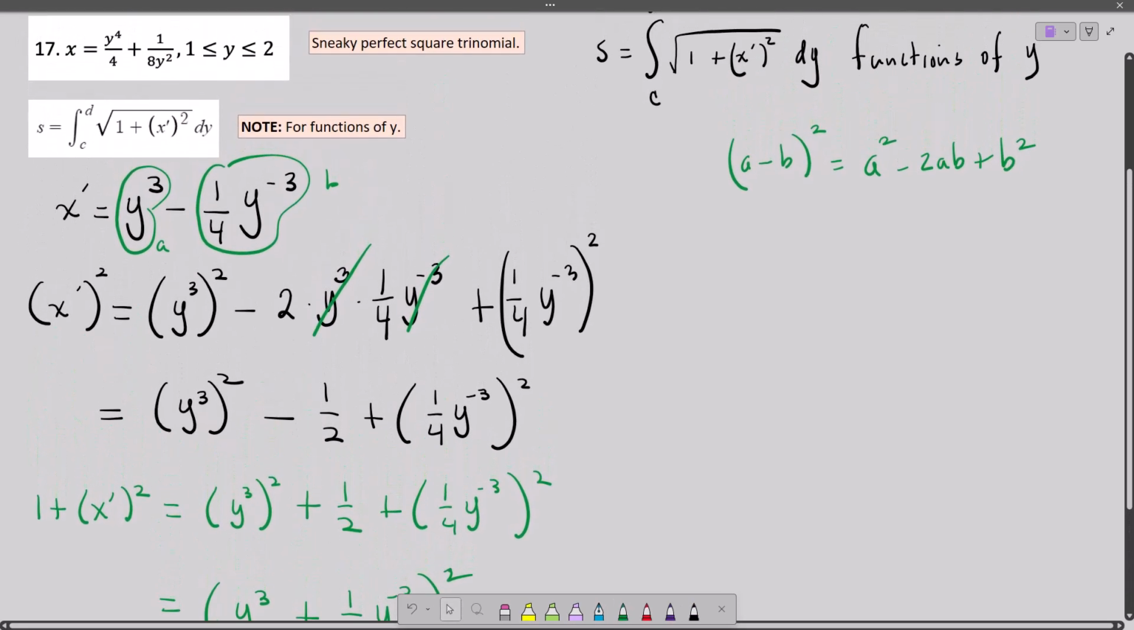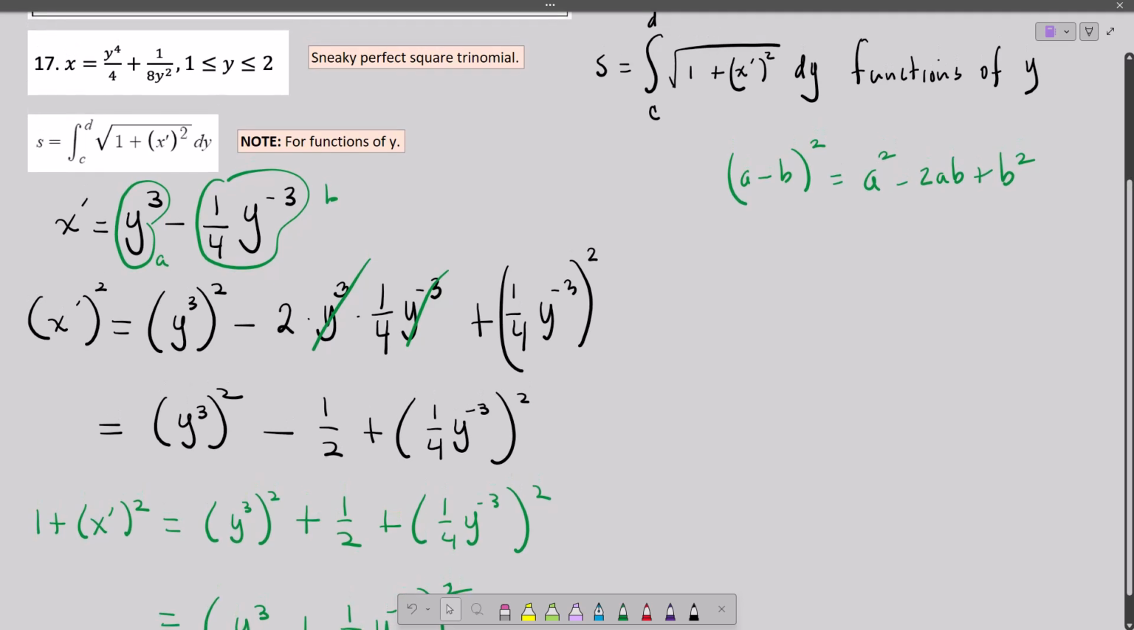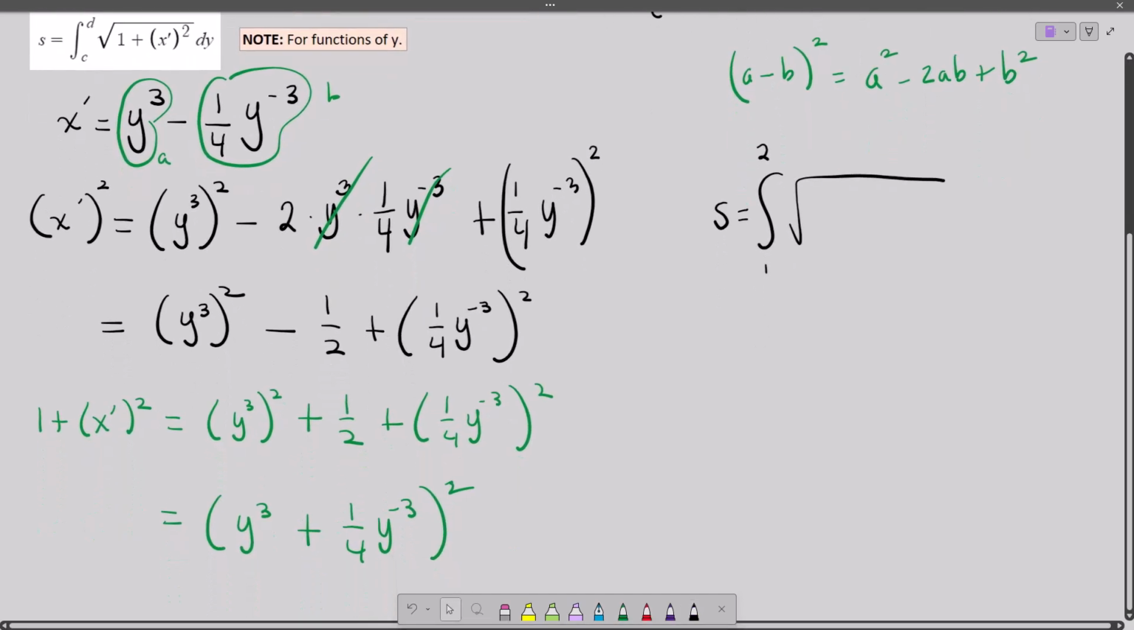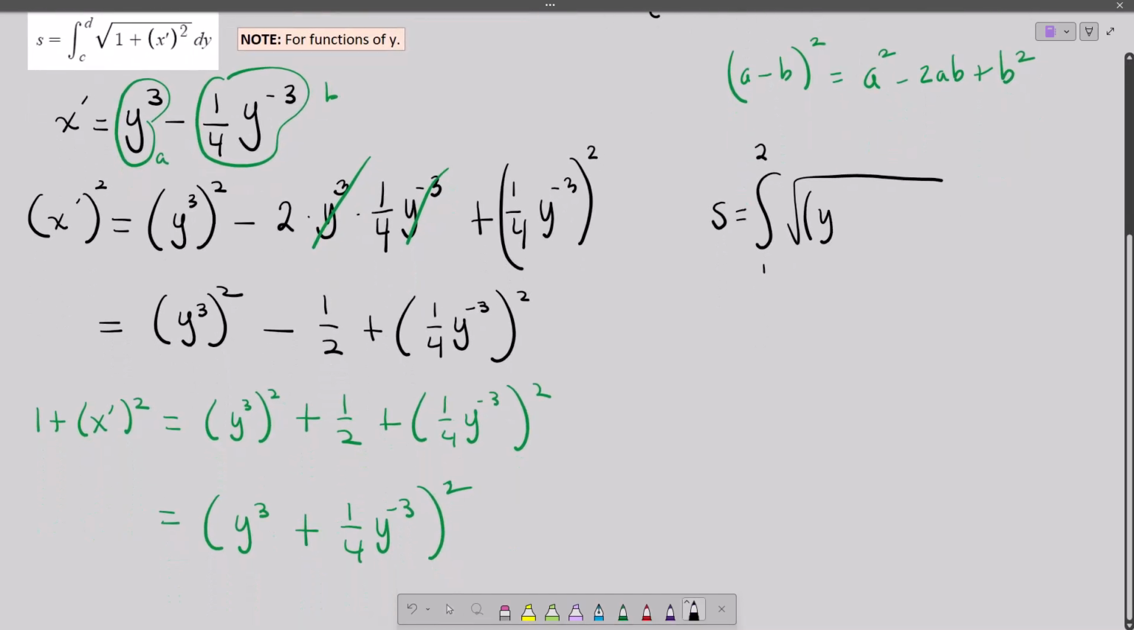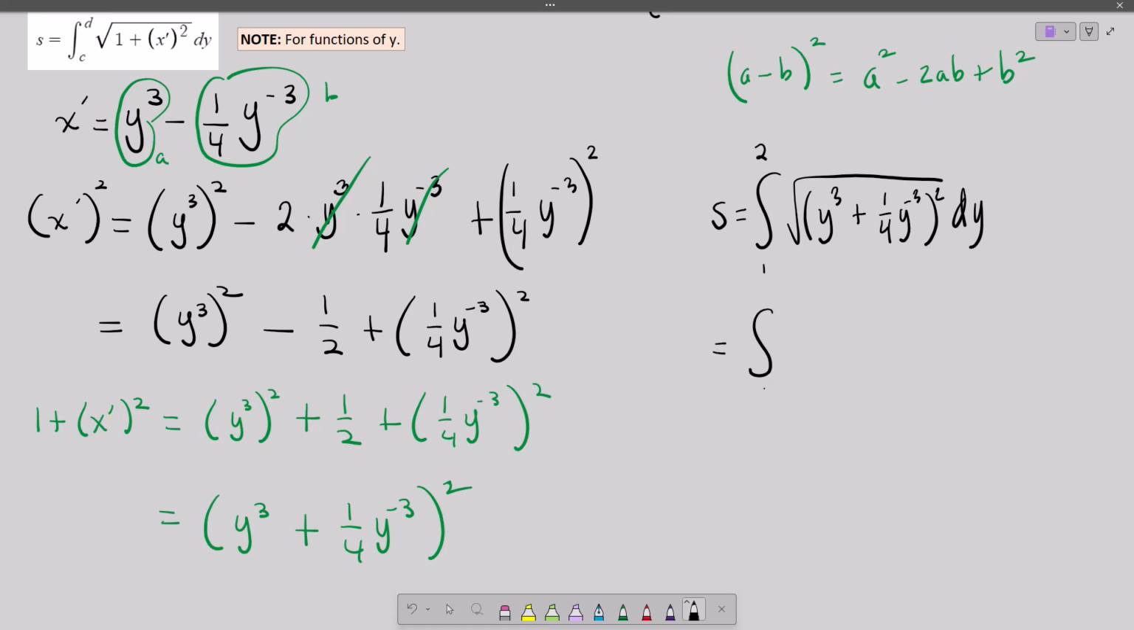So our new formula for arc length, s equals, they give us the y values going from 1 to 2, so we're going to have the integral from 1 to 2. And then in here, we're going to have the square root of this squared dy. And then it cancels out. The square root and the square cancel each other out, so we end up with the integral of something pretty easy to integrate.